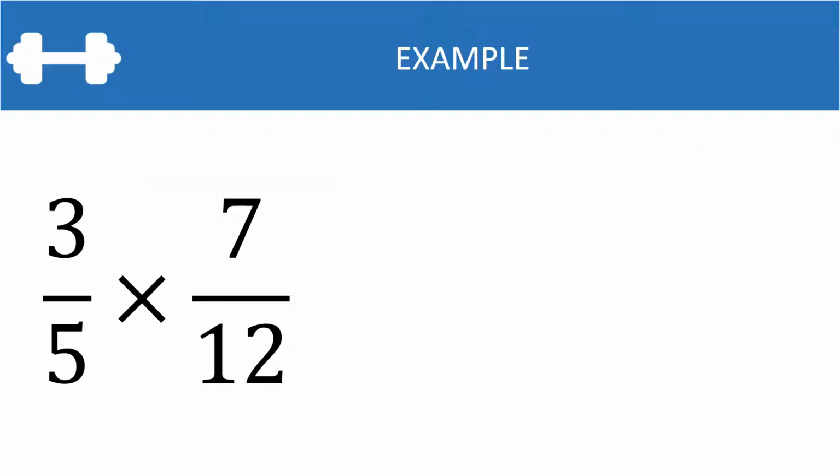Now for multiplication in general with fractions, the rule is always that if you're multiplying fractions, you do not need a common denominator like you would for addition and subtraction. Instead, all you need to do is multiply the numerators together and the denominators together. So here I will do 3 times 7, and in my numerator for the result, that's going to be equal to 21. And on the denominators, I can do 5 times 12, which would be equal to 60.